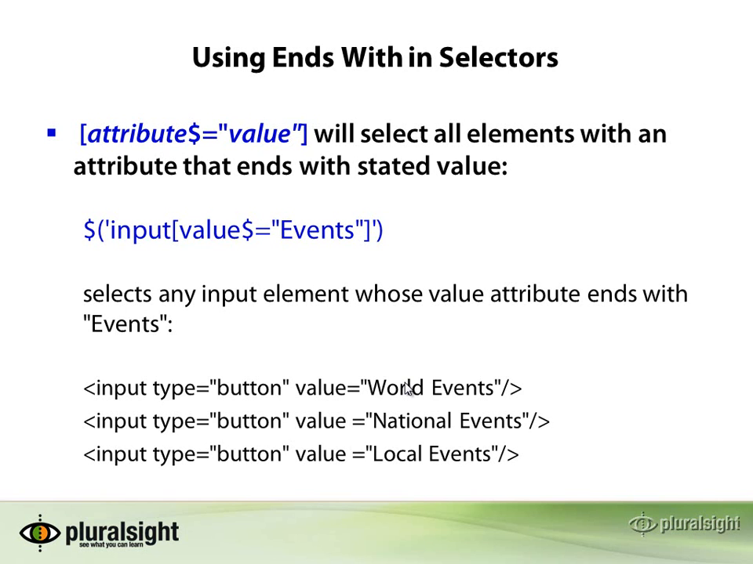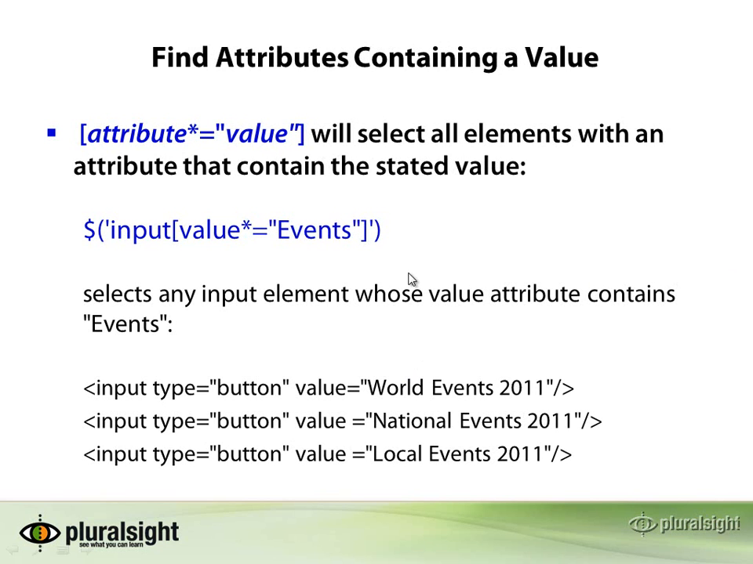Very simple. And then I just alluded to the final one, which is you can also say, find me everything that contains the text events. To do that, you simply use a star. So very similar, you say the name of the attribute, star equals the value. In this case, we want to find all the inputs where the value attribute contains the text events. So you'll notice in this example, we have world events, national events, local events. It would find all three of those and go ahead and return them.